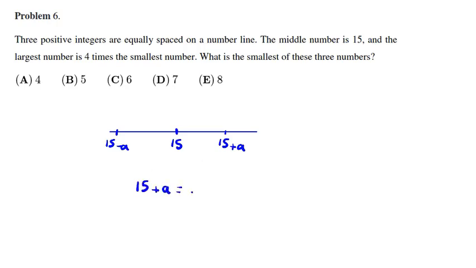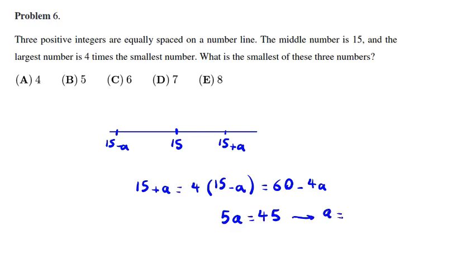Largest number is 15 plus A, which equals 4 times the smallest number, 15 minus A, which equals 60 minus 4A. So we take negative 4A to the left hand side: 4A plus A, 5A. Take 15 to the right hand side: 60 minus 15 will be 45, which then we've got A equals 45 over 5, which is 9. The problem says what's the smallest of these three numbers? So 15 minus A, which is 15 minus 9, 6. So the answer is C.